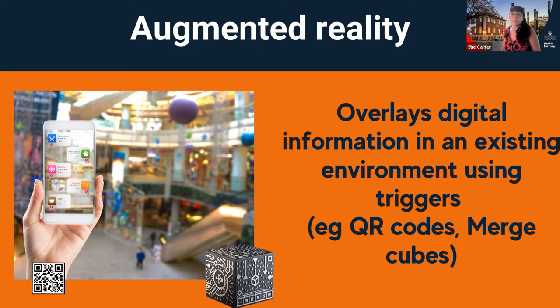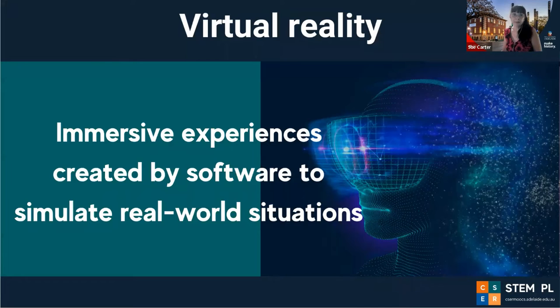The next type of immersive technology is virtual reality. Now, these are immersive experiences created by software. And what happens is that the user needs to put on a pair of goggles or some sort of headset, and they disappear out of the real world and they enter into a virtual world where things can seem real, but they're not.